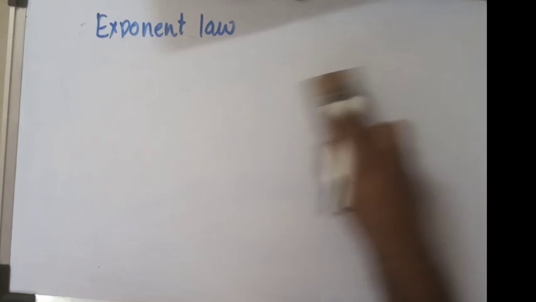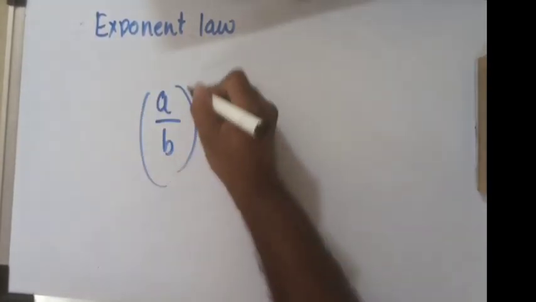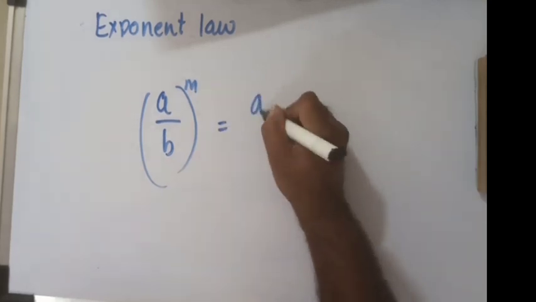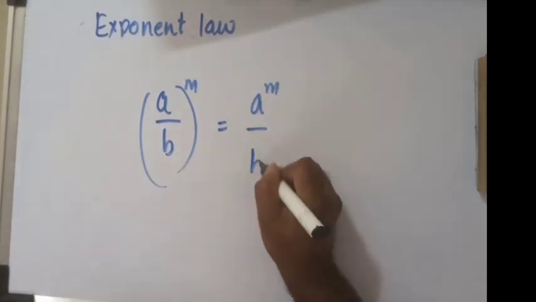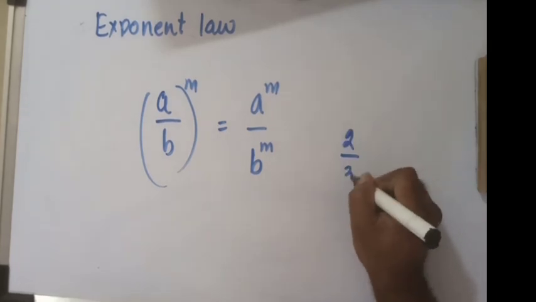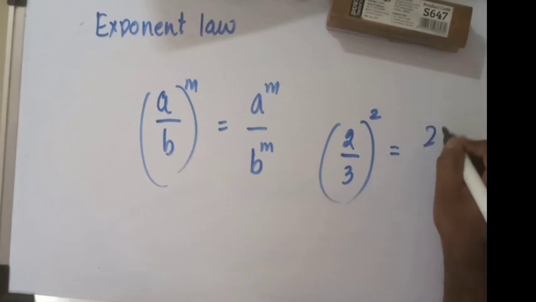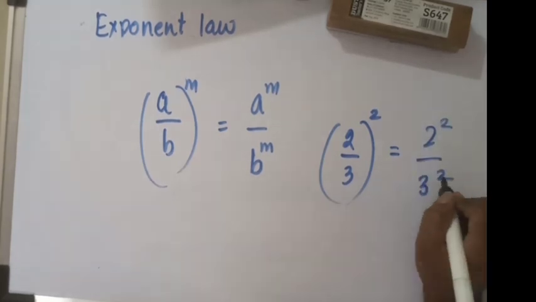The next law that we'll be seeing is a upon b the whole raised to m will give me what? A raised to m upon b raised to m. So this can be solved as, say if you have 2 by 3 the whole raised to 2, this is nothing but 2 square upon 3 square.